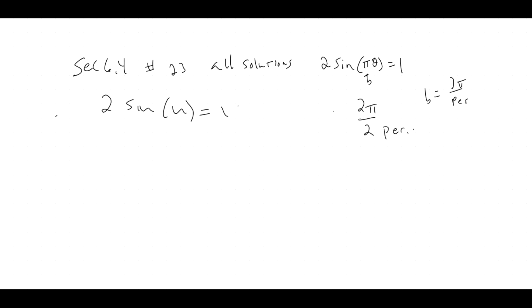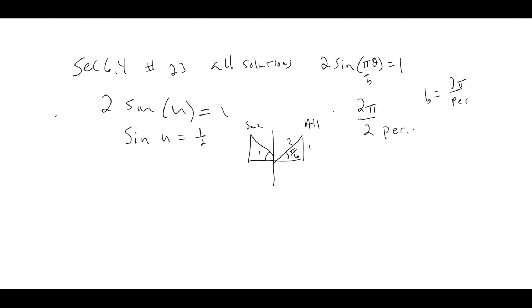So I'm going to divide both sides by 2. So I've got sine of u equals 1/2, and then I ask myself, when is the sine equal to positive 1/2? Well, on the unit circle, sine is positive in quadrant 1, and it's positive in quadrant 2. If you look at the unit circle, you'll see that this is pi over 6. And because it's in quadrant 2, the reference angle is the same, pi over 6.